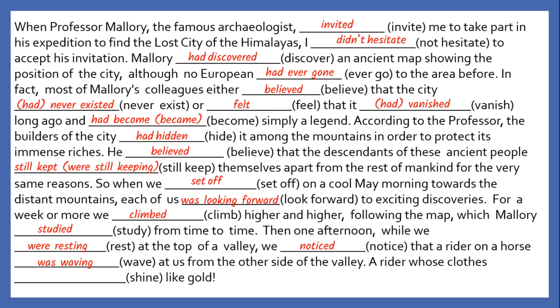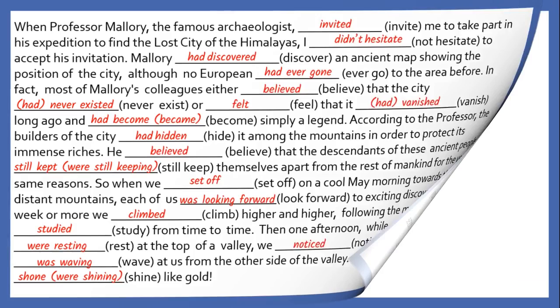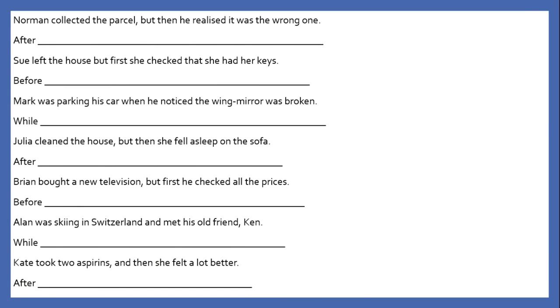A rider whose clothes shone or was shining. You could use shine as an action verb, or just merely describing a fact with a past simple. This is the last exercise, and this is about using participle clauses. And again, you can pause the video and write the answers. I'm going to show you the answers in a few seconds, and I think all of them are self-explanatory.